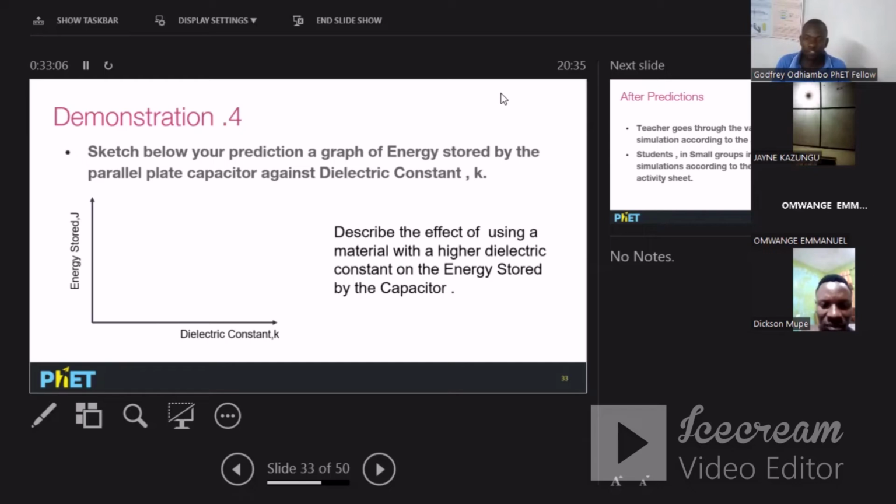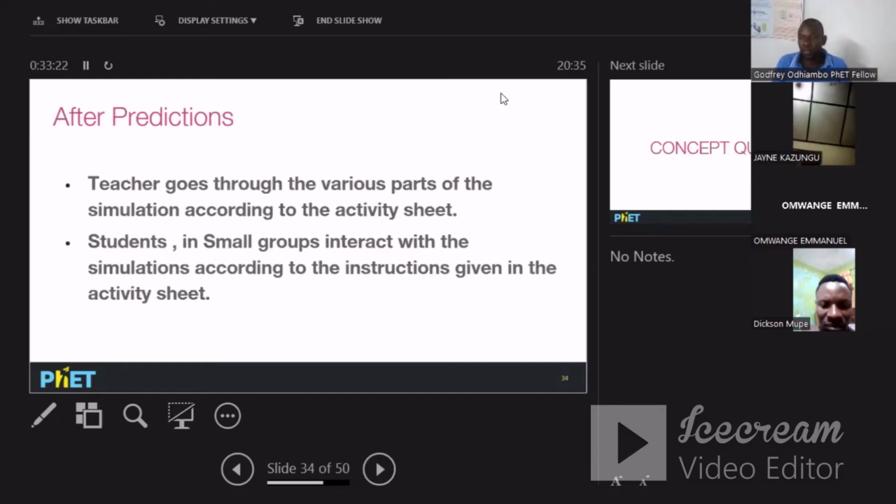and give a reflection. So the follow-up question, for example, will be: describe the effect of using a material with a higher electric constant on the energy stored by the capacitor. After the predictions, the teacher goes through the various parts of the simulation according to the activity sheet. There will be an activity sheet given to the students, and the teacher will go through it. The students in groups will interact with the simulation according to the instructions given in the activity sheet.